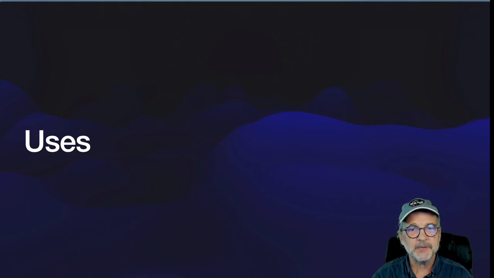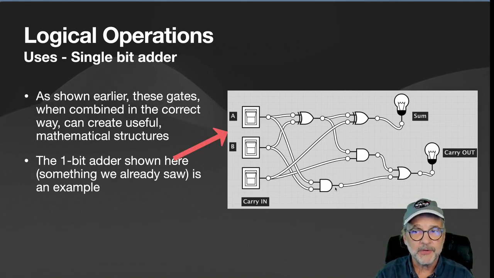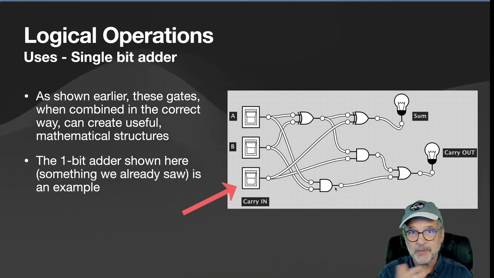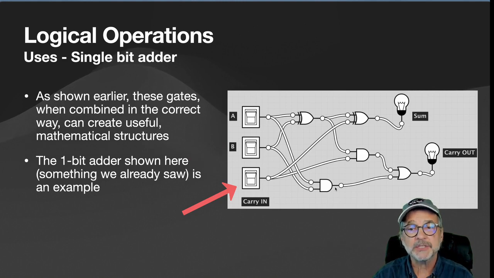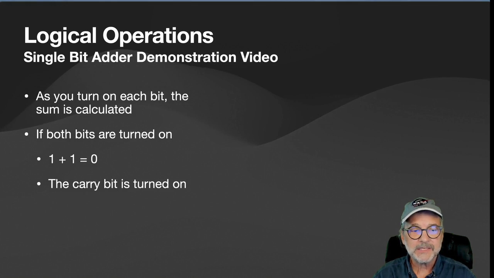So what are some of the uses of all these gates? Well, I mentioned this earlier. One is a single bit adder, where you can have 2 inputs, which is input A and B. Those are the 2 bits. And then you can have a carry, which might be coming from another bit addition. And that's also input into that single bit adder. And I think we should go ahead and take a look at an example of that so you can see it actually working. So let's take a look at this video.